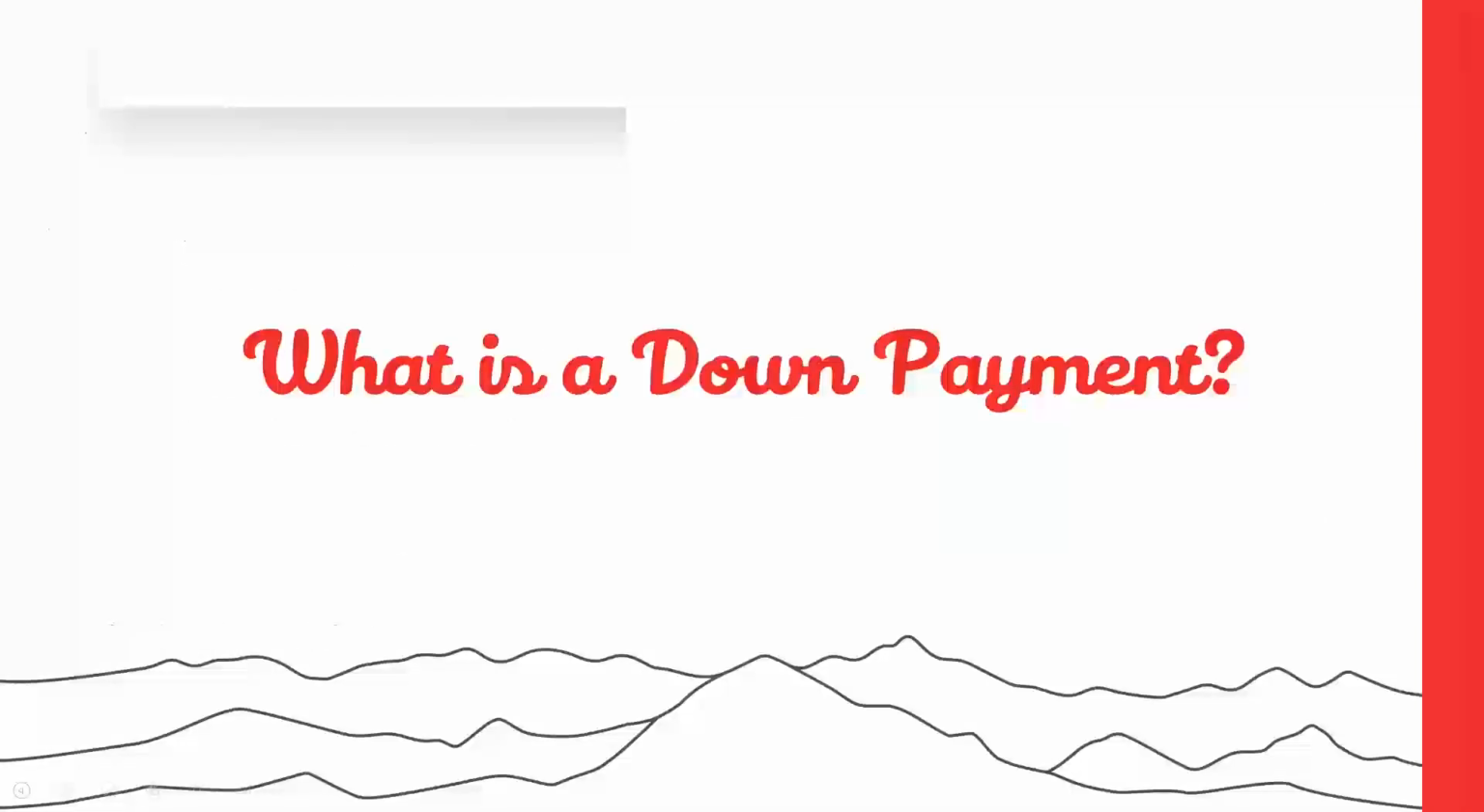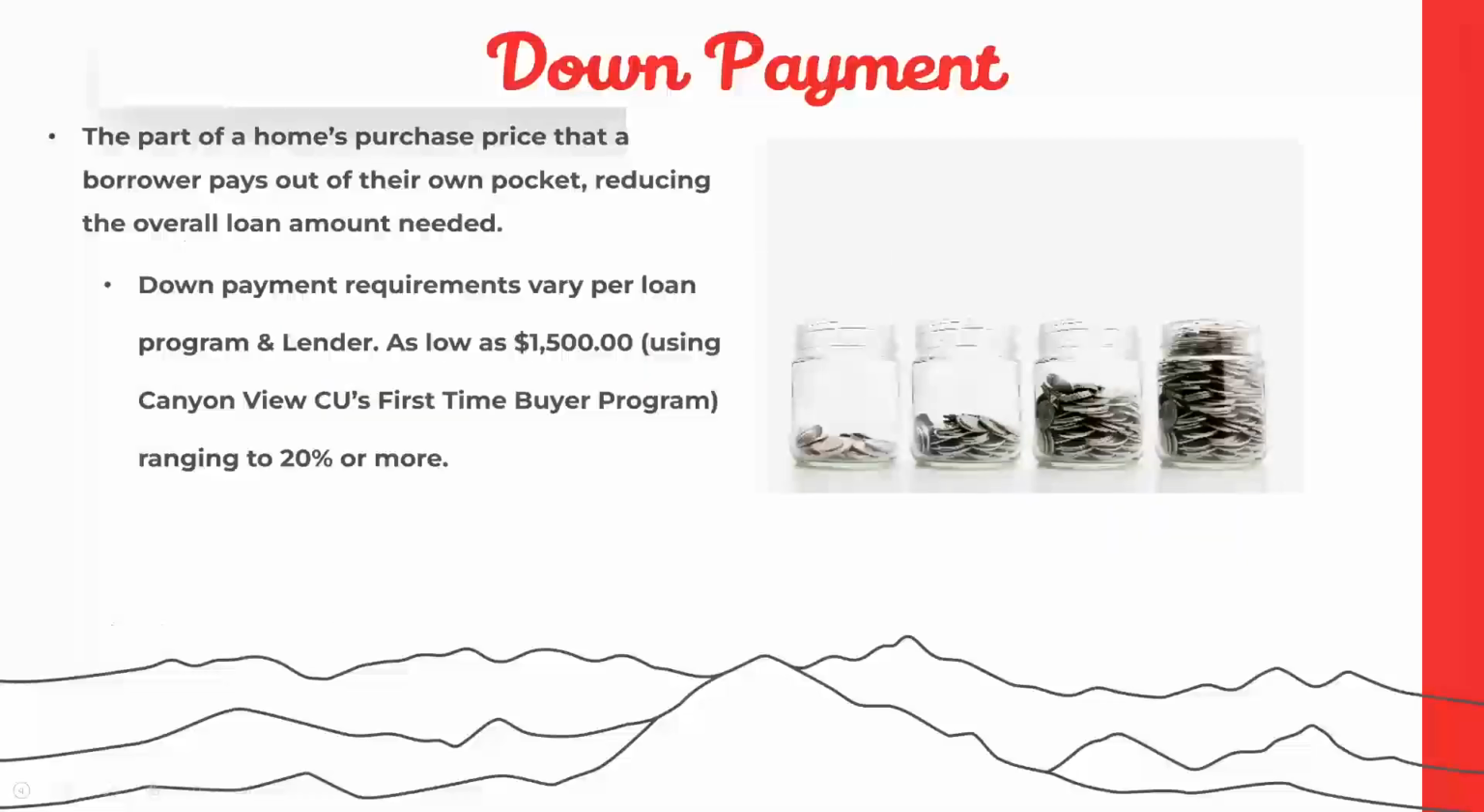So what is a down payment? A down payment is your part of the closing cost that is paid out of your own pocket. This will reduce the overall loan amount needed. Down payment requirements vary from loan program and lender.